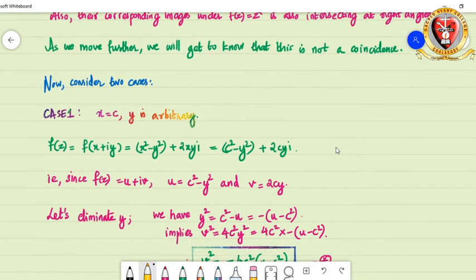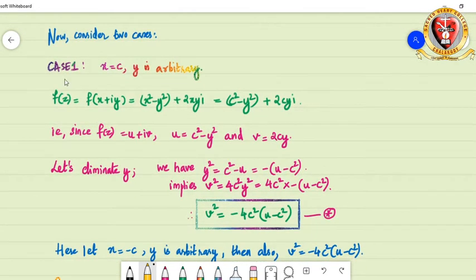Now consider two cases. The first case is that the real part of a complex number is c, a real number, and y is arbitrary. So when we are applying our function f of z on this c plus iy, you're going to get c square minus y square plus 2cyi, right? If you are thinking about f of z to be equal to u plus iv, you are getting u is equal to c square minus y square and v is equal to 2cy.